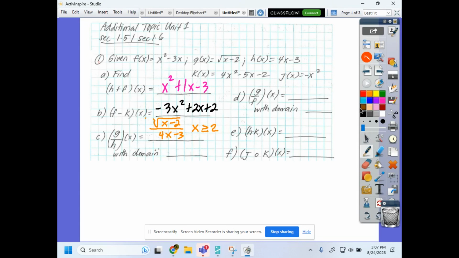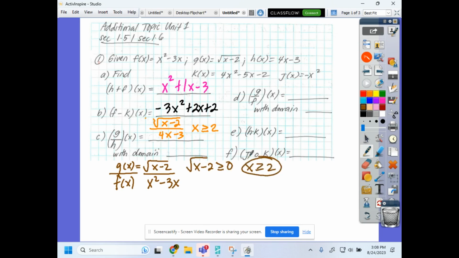Now g of x divided by f of x. So we know that g of x is square root of x minus 2 divided by f, and the f here is x squared minus 3x. We all know that the restriction for the square root of x minus 2 is that it must be greater than or equal to 0. So we know already from the previous problem that x is greater than or equal to 2.